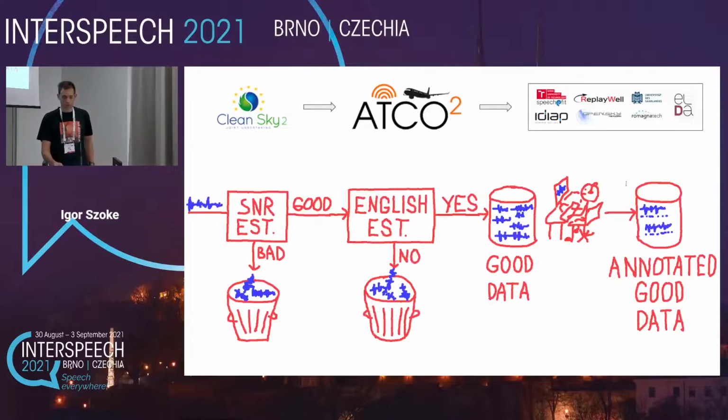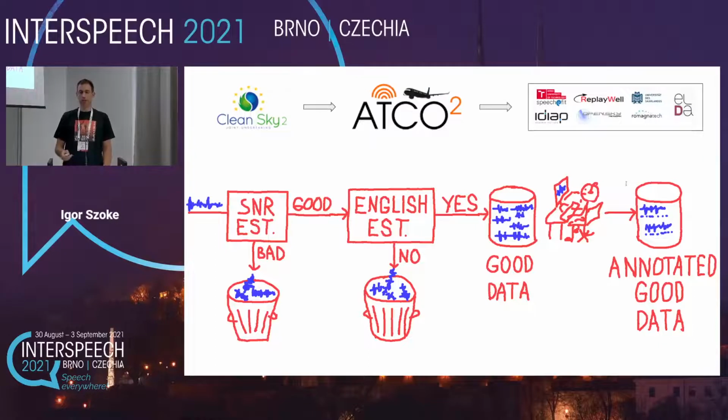Okay, thanks. So, as you heard, the data has quite a nice variety of noise and English, non-English speech. And to provide, in the ATCO² project, some good data, we need to do some filtering. We need to do some estimation of noise, get rid of the bad data. And also we need to get rid of non-English speech, as we would like to provide primarily the English speech only. And another good thing is that we will have the community, the human in the loop.